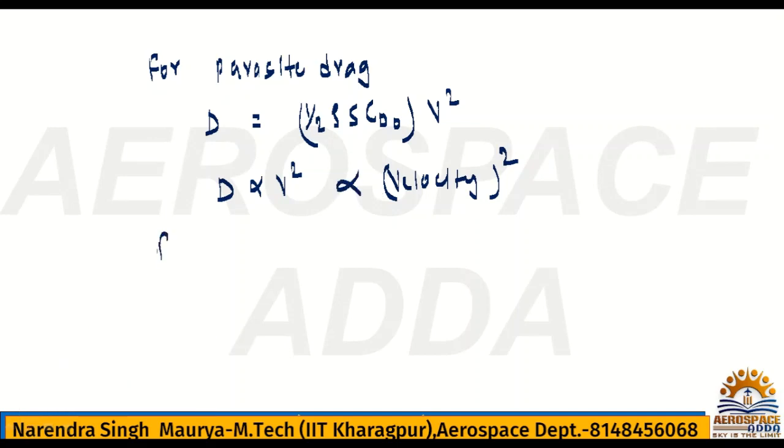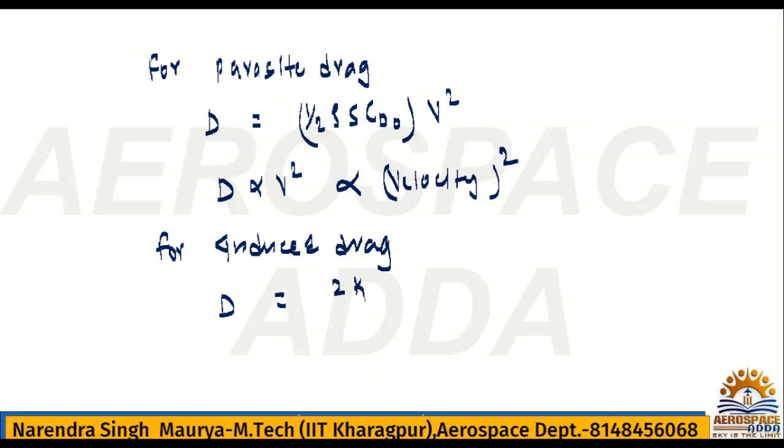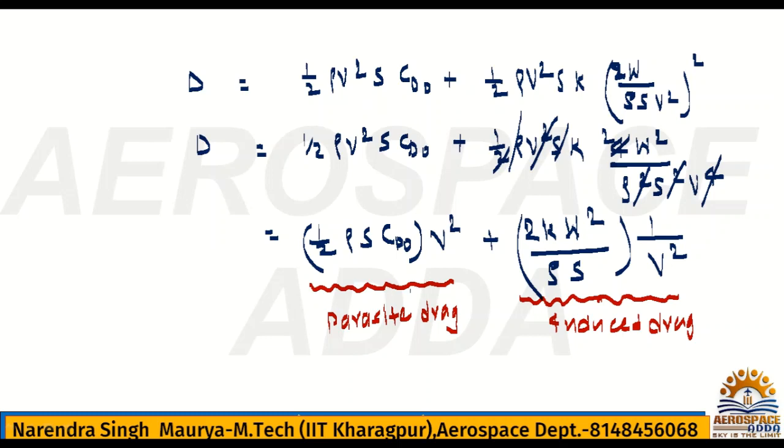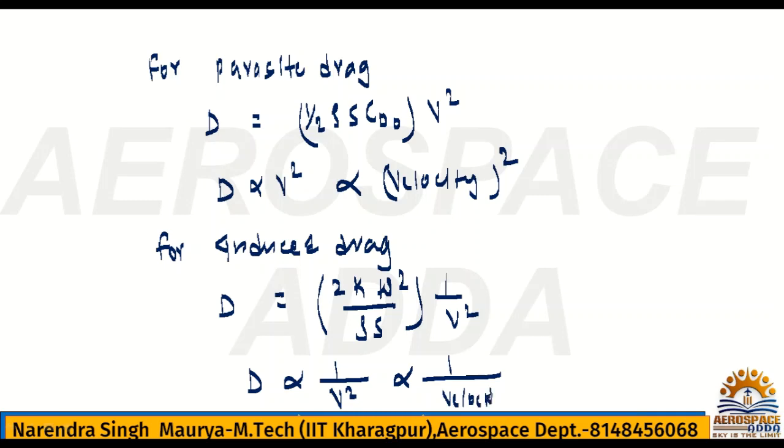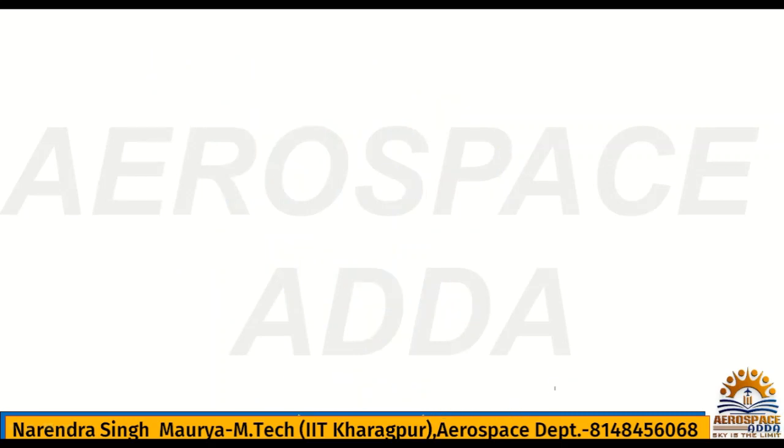Fine. Now for induced drag, check. Drag is equal to, we got here, if you remember, 2k W square by rho S V square. Means drag is directly proportional to or inversely proportional to velocity square? Yes or no? For this, we'll draw the diagram. It will be more clear to us, because this is the first graphical representation. If we understand graphically, then we'll go for the mathematical point of view, right? So we have to draw the plot.